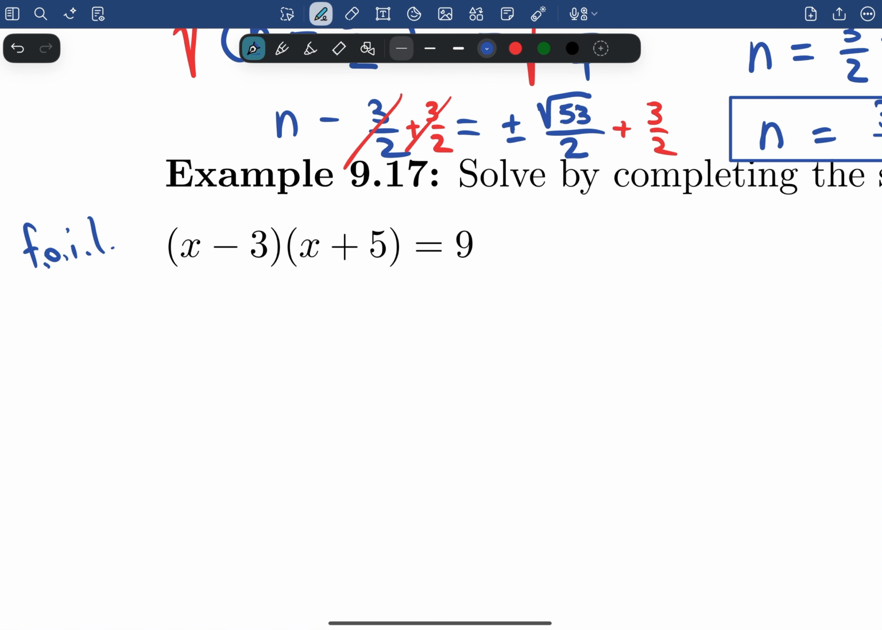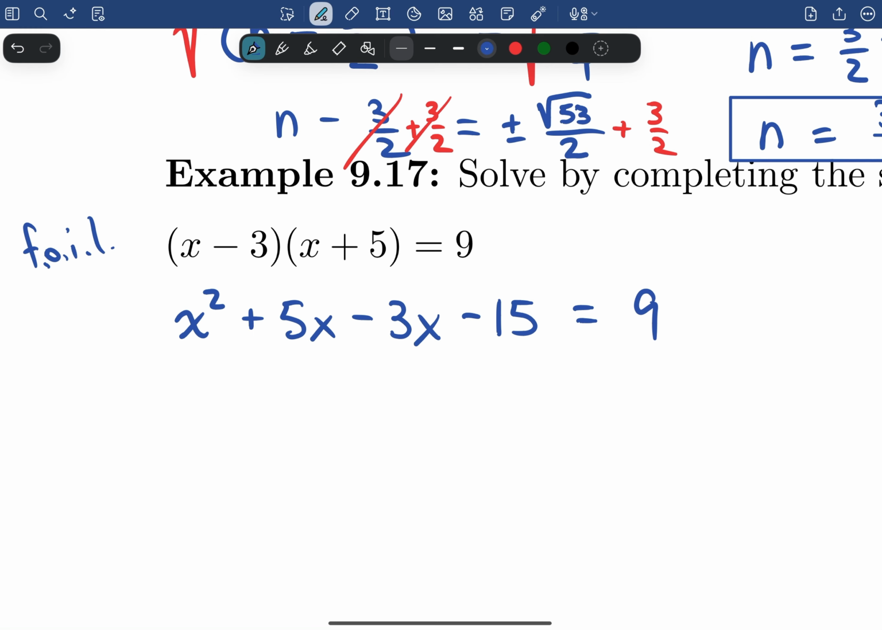Let's multiply the first terms together. X times x is x squared. And x times 5 is positive 5x. And x times negative 3 is negative 3x. And negative 3 times 5 is negative 15. And we are now at this spot right here.